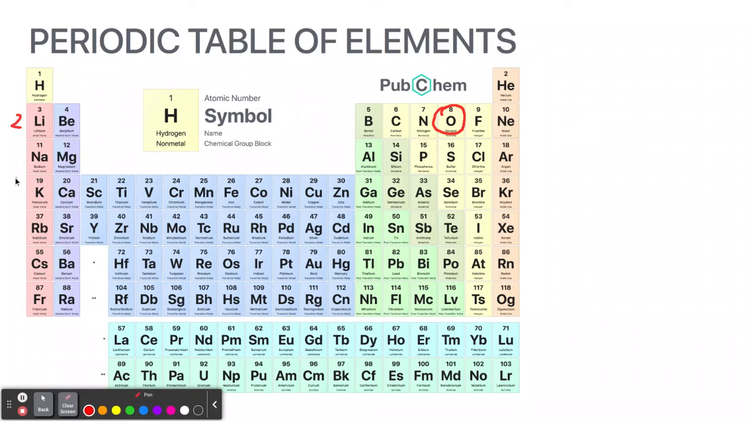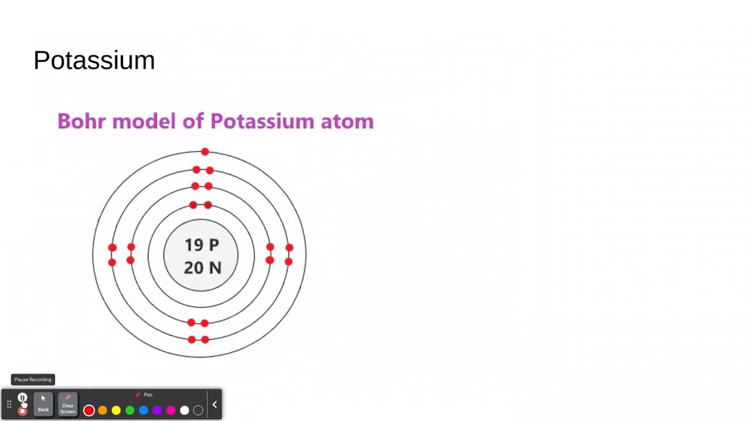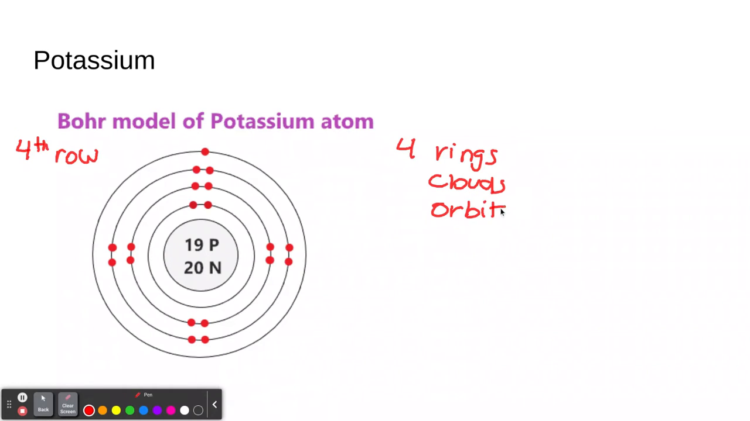What about potassium? Potassium is in the fourth row. So how many orbits do you think potassium has? You guessed it. It's in the fourth row, so it has four rings, or clouds, or orbits. What else did we say? Who remembers? Energy levels. Right? And let's count them, right? There's 1, 2, 3, 4. All right.